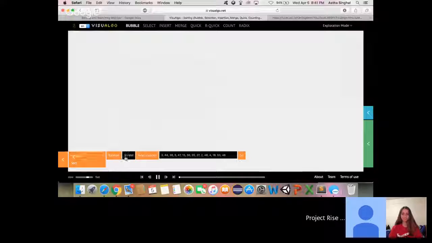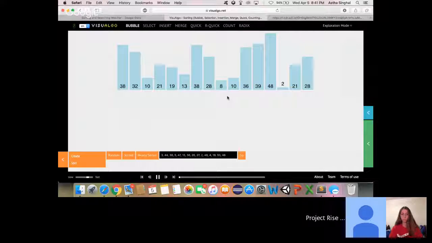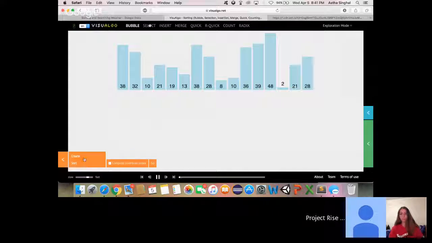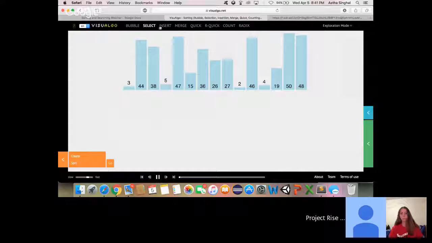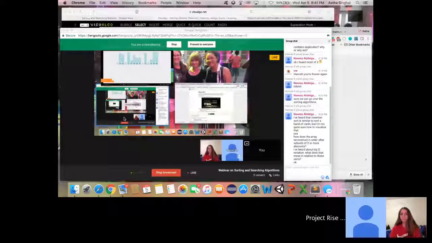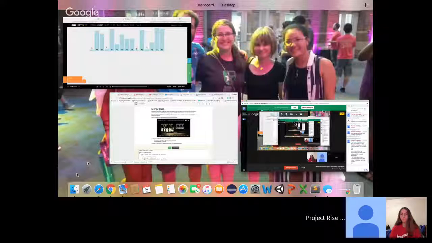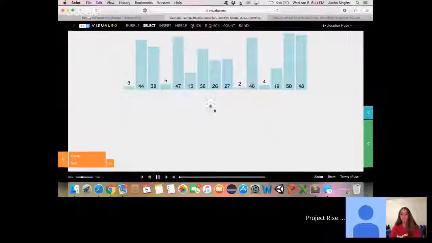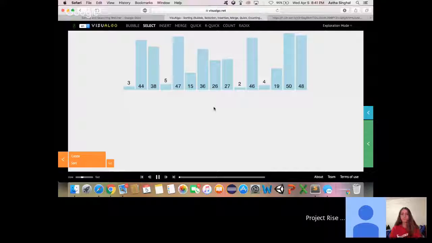So let's create some random data here. Here we have just a random set of numbers, and we are going to sort it via selection sort first. So let's have this going a little bit slower. Where did it go? Okay, what's going on? Can you guys see the screen? Okay, something happened, but it's all good now.